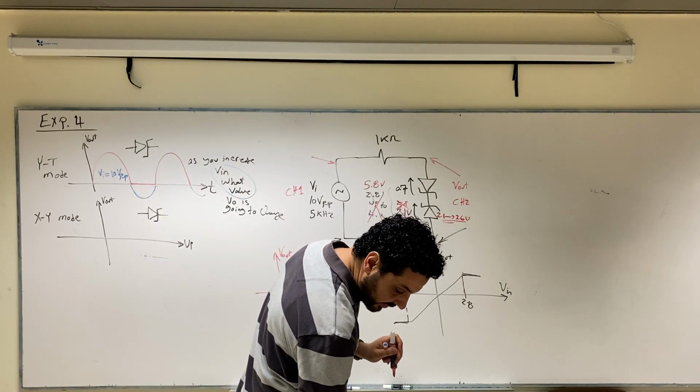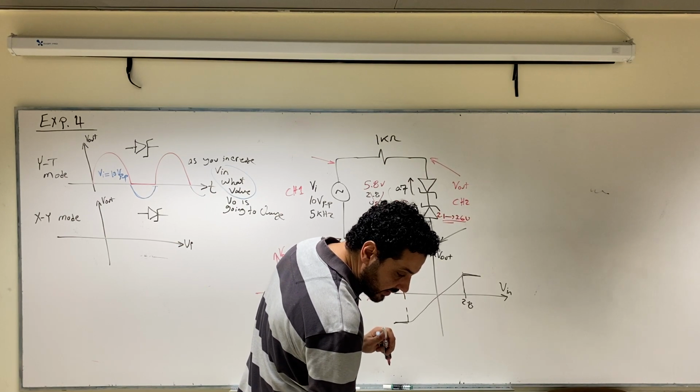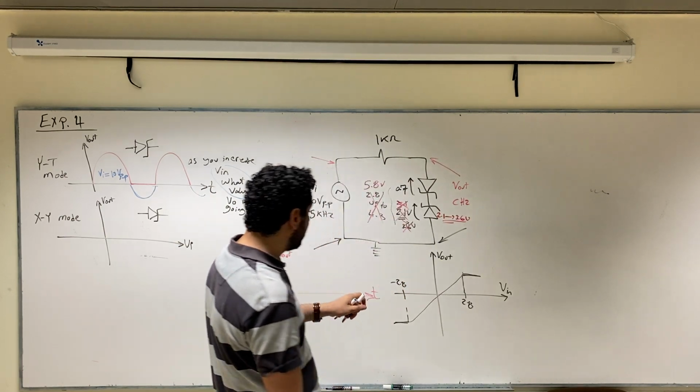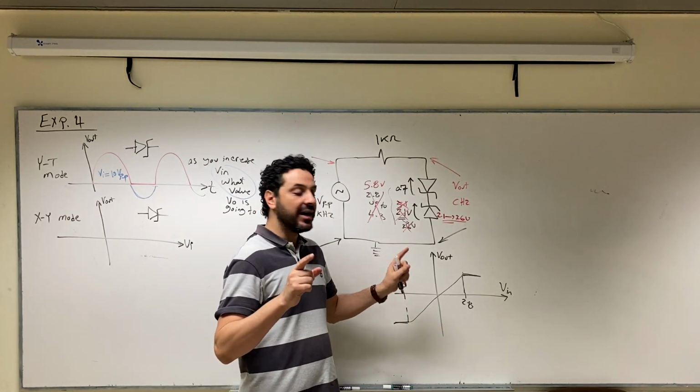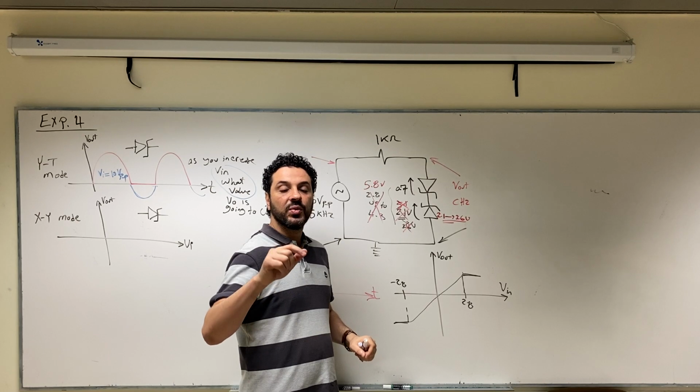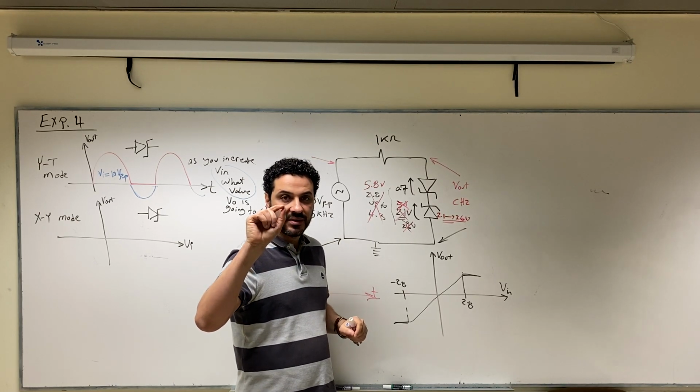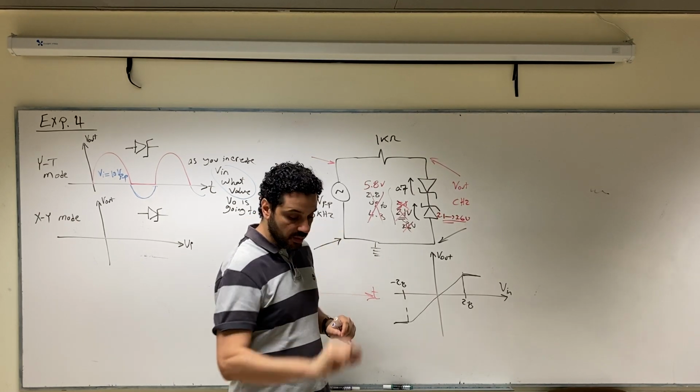Let me see if we have any more information about this. Don't forget, for the XY mode, we need to use the same scale for both channels. And also, we need to set the position of both channels to 0. Okay?